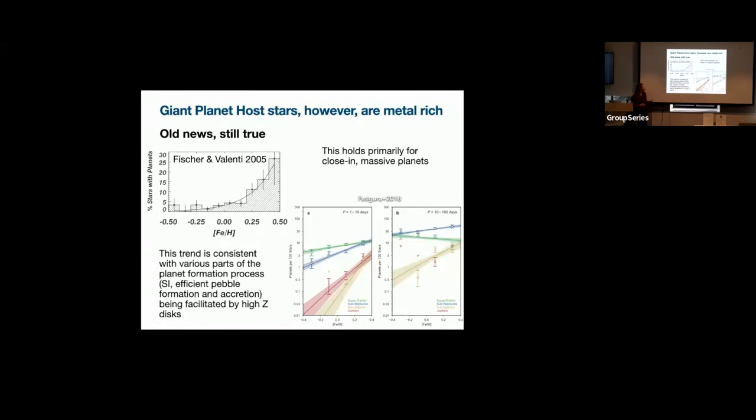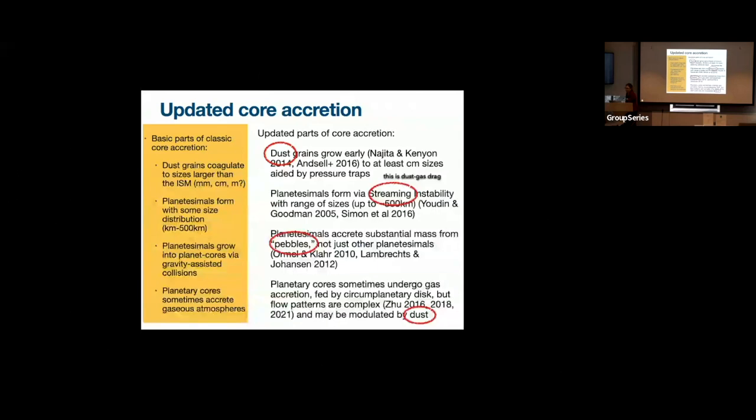And I think this is a reasonable support for this idea that many parts of the planet formation process, the streaming instability, efficient pebble accretion, are facilitated by being in a high metallicity disk. So again, if you look at the core accretion model, it's all about the dust. And so we can see how in the statistics the role of dust, of metallicity, is playing a very, very different role. So, I hope this is starting to convince you that there's statistical support for these two different channels operating at the low mass end and the high mass end.